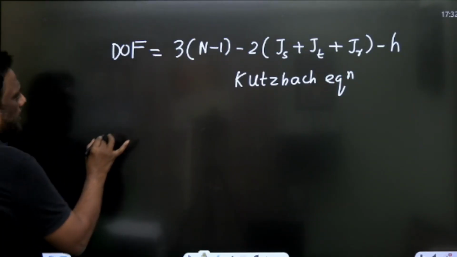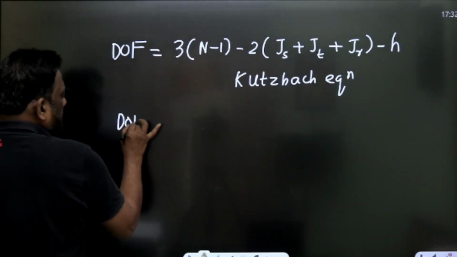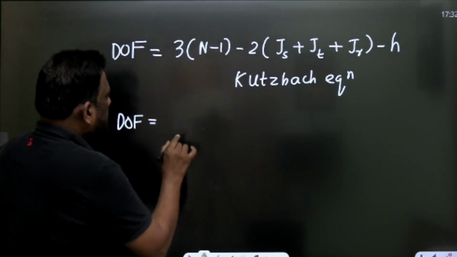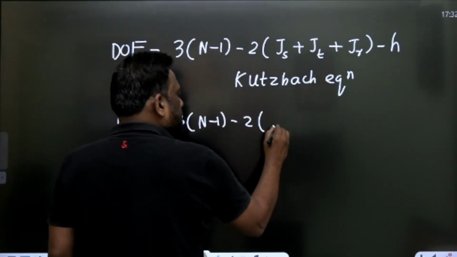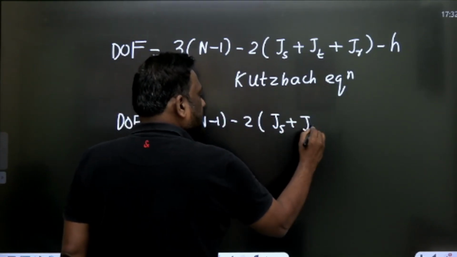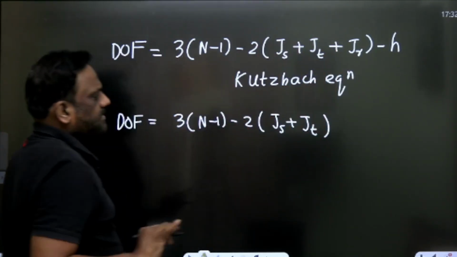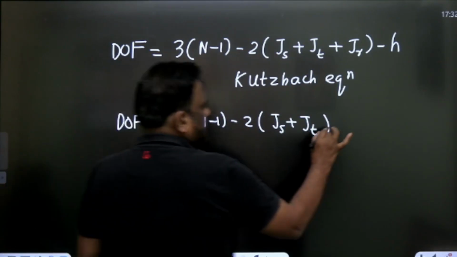Okay, next. As per this, if there are no higher pairs, the equation becomes 3 into n minus 1, minus 2 times sliding pairs plus turning pairs. There are no higher pairs. This is my Grubler's equation.